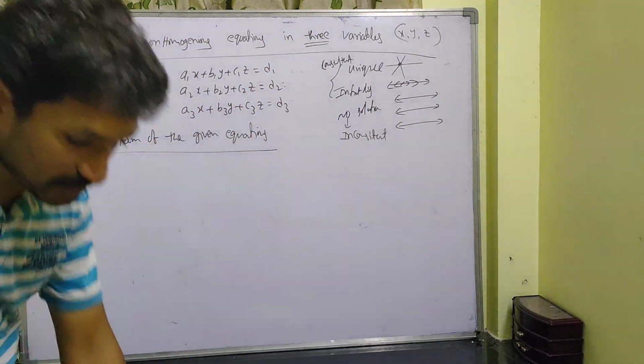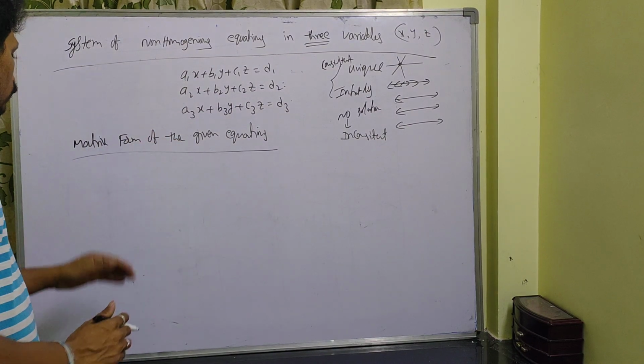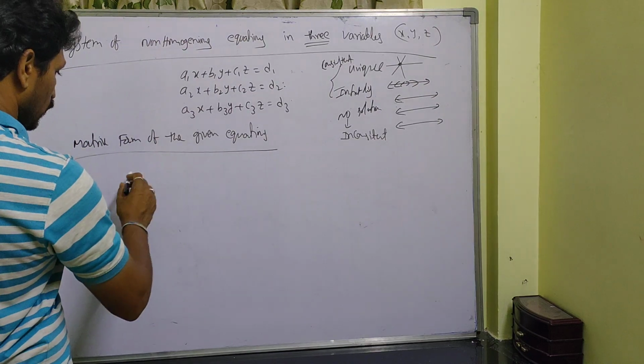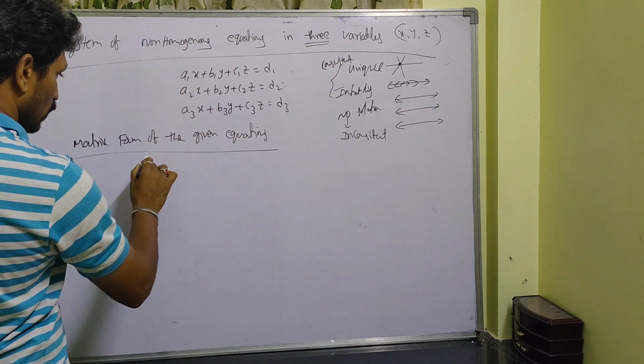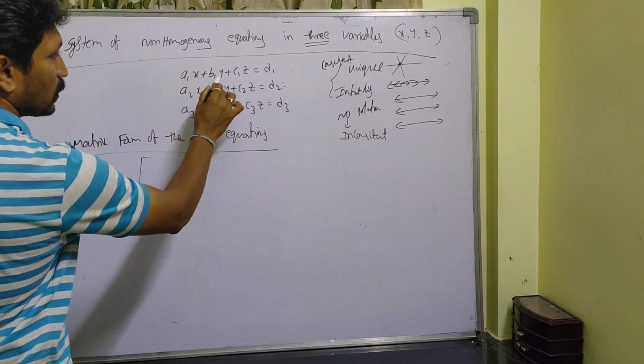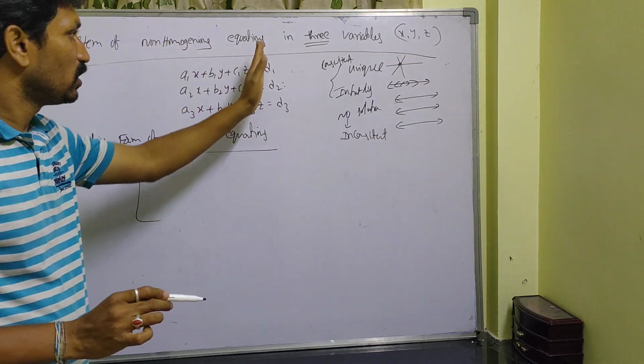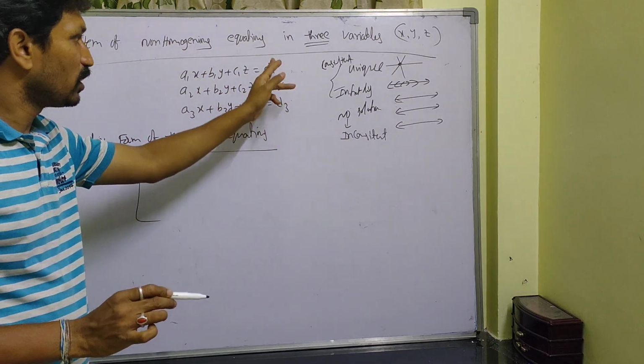The matrix method is, first of all, we have to write all the coefficients. Coefficients means we only take a1, b1, c1, and the constants are d1, d2, d3.